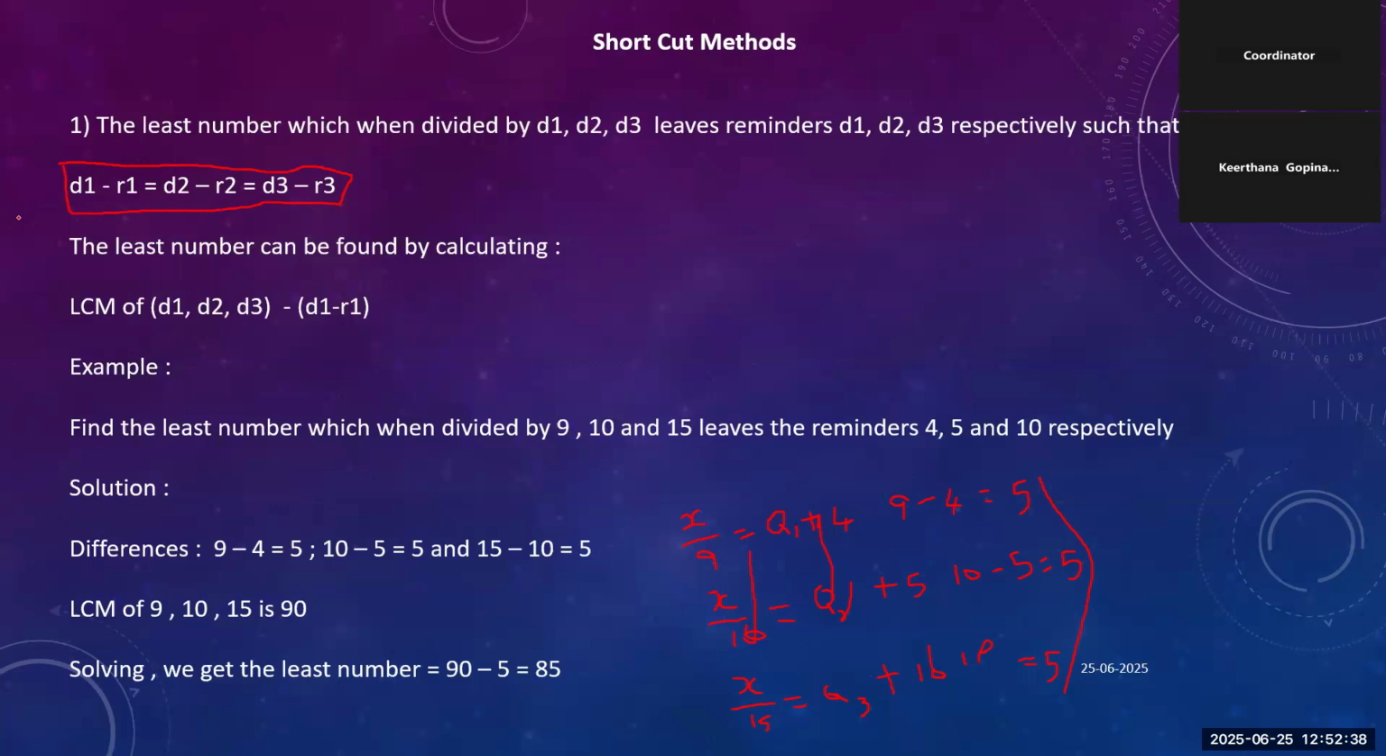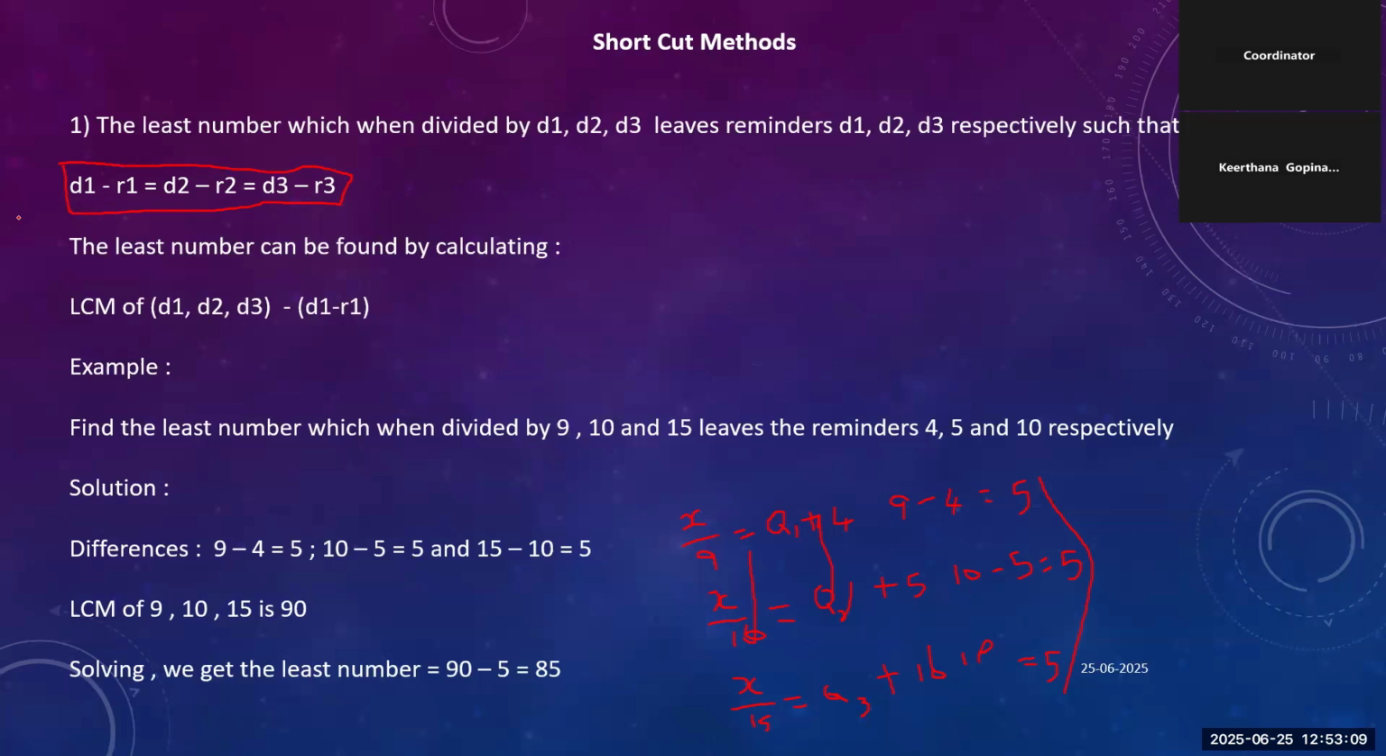Do you get it? Yes, sir. But you must remember this logic. This logic is applicable only if D1 minus R1 equals D2 minus R2 and equals D3 minus R3. Otherwise, like you are saying, if the difference is 5, 4, 3, this logic is not applicable. If we get the same answer, we can use this formula.